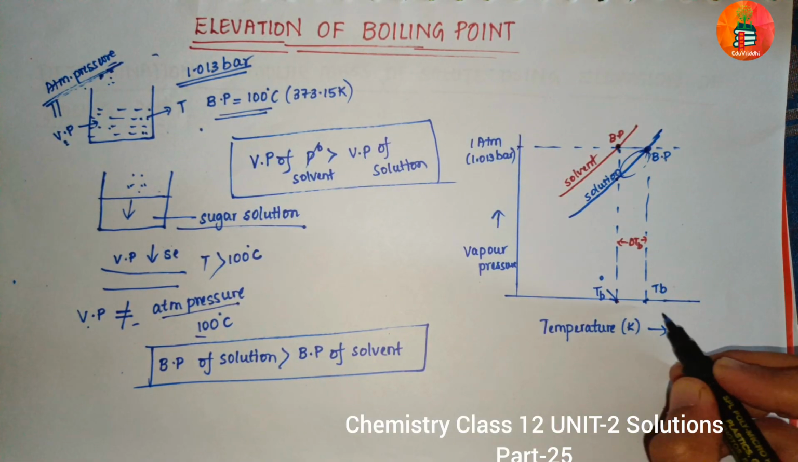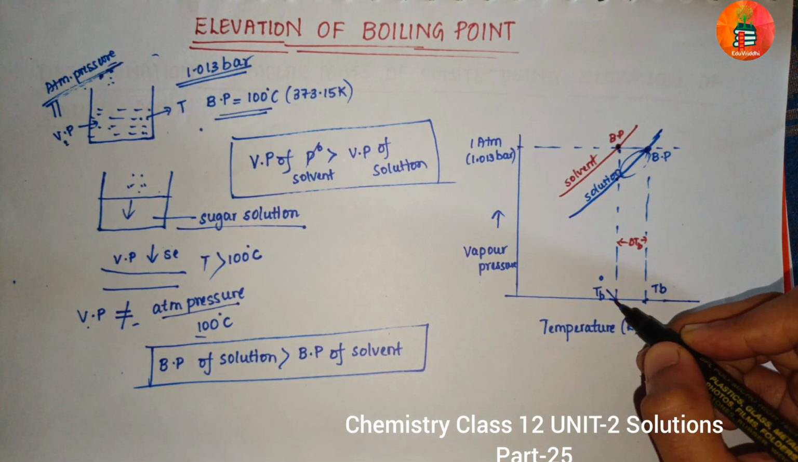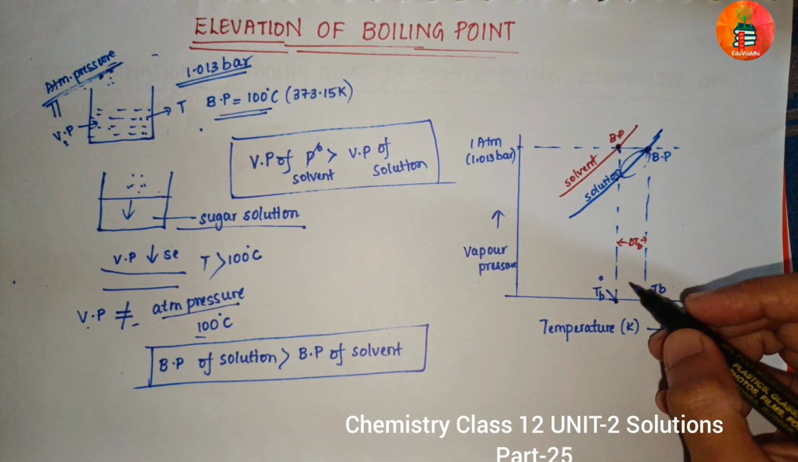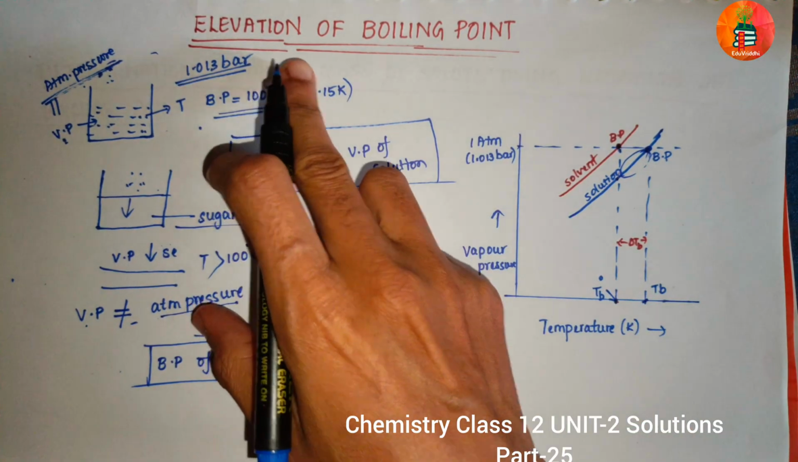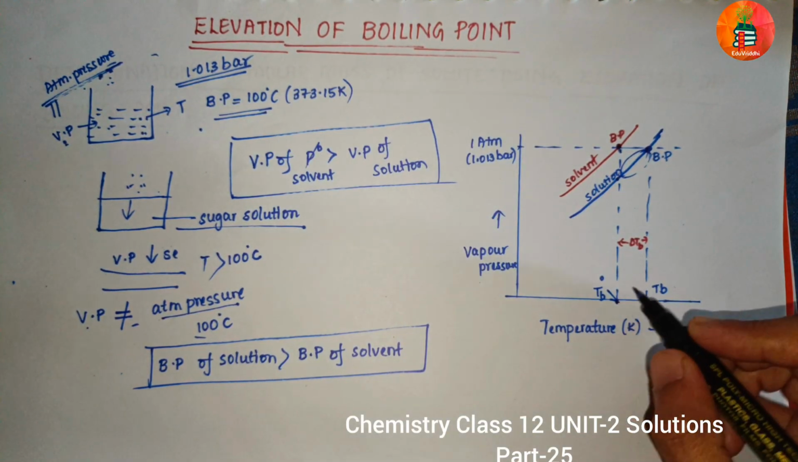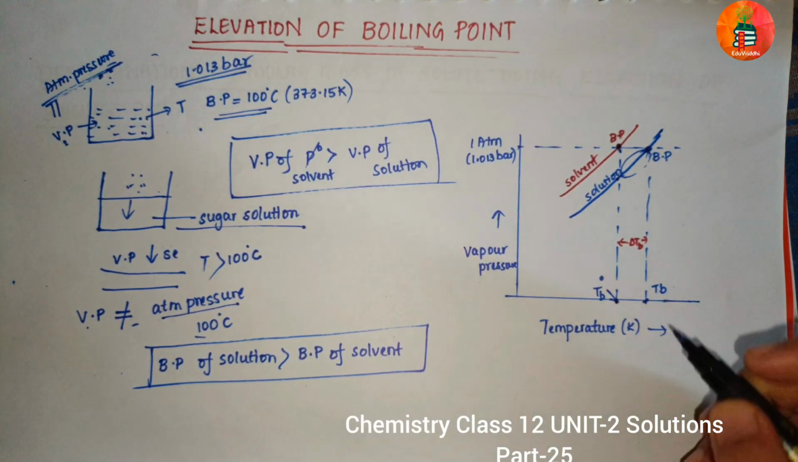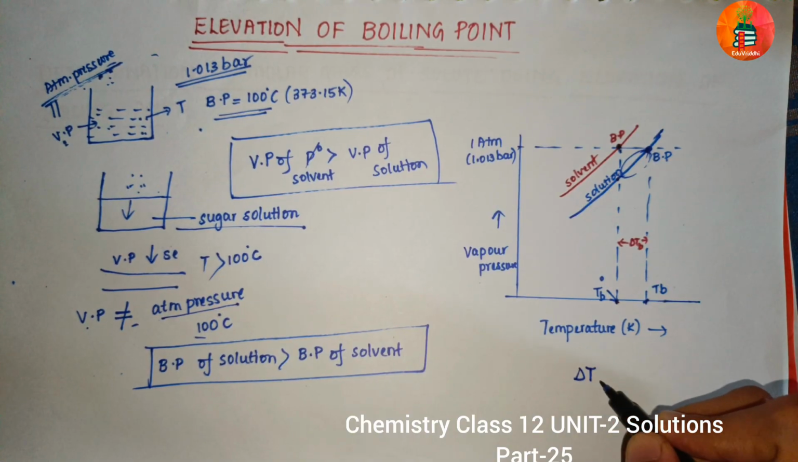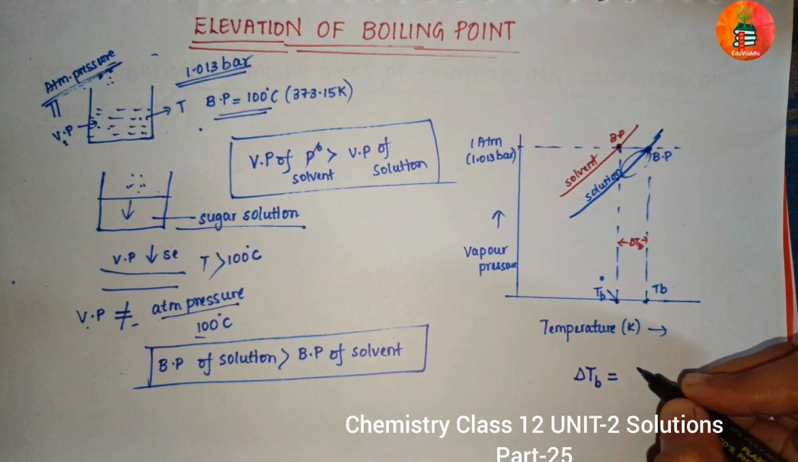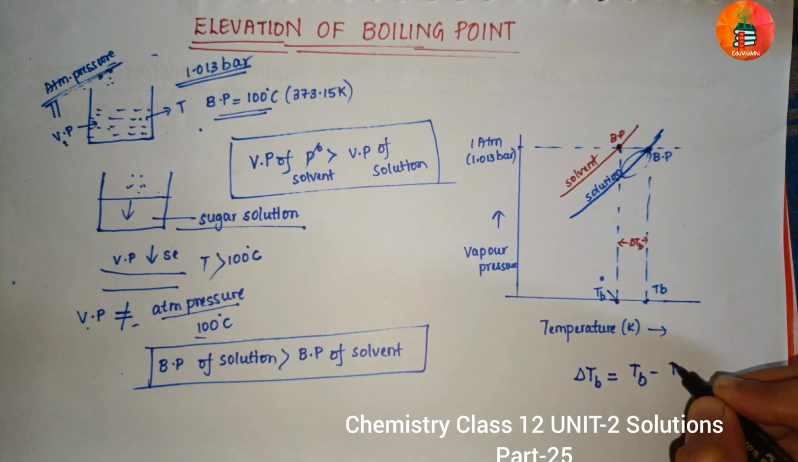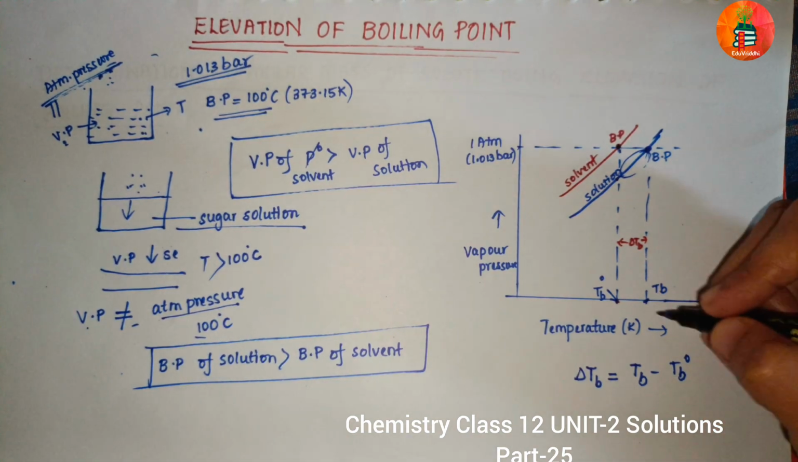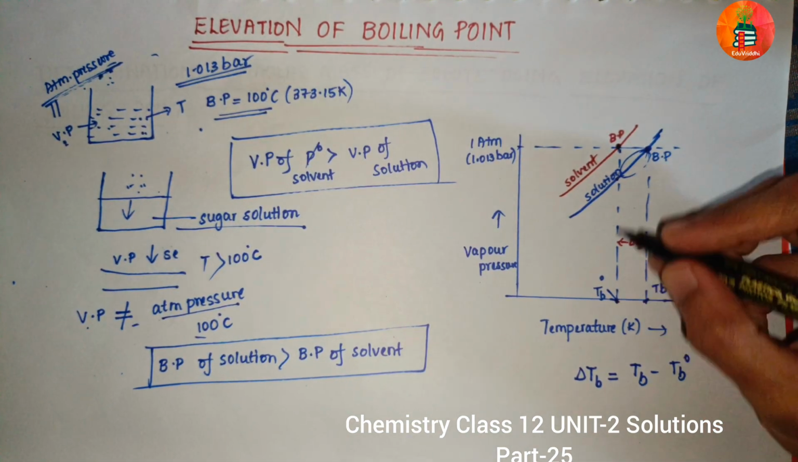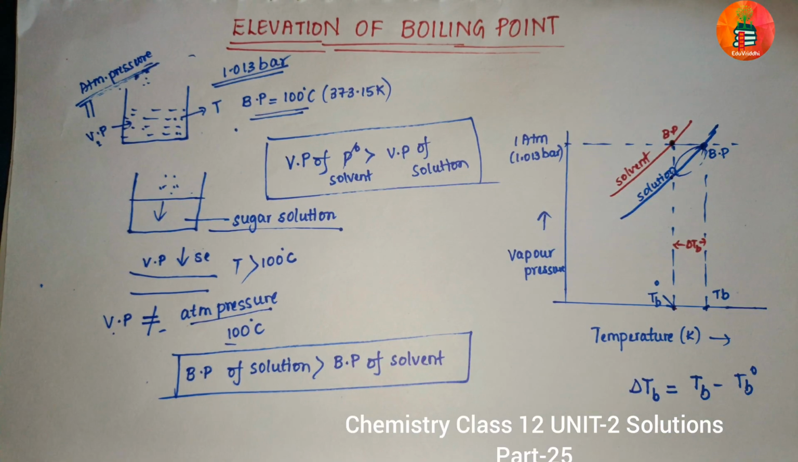Here you can understand that the temperature axis is towards the right side. So TB0 is lesser than TB. Now there is a difference between these two temperatures, and that is called elevation of boiling point or elevation in boiling point. We know that TB will be greater than TB0. So to find the elevation in boiling point, which is represented as delta TB, you have to write TB minus TB0, not TB0 minus TB. Why? Because the boiling point of solution is always greater than the boiling point of the solvent. So that is about elevation of boiling point.